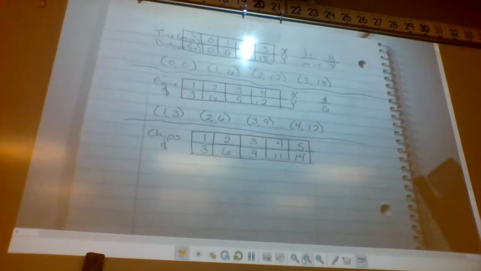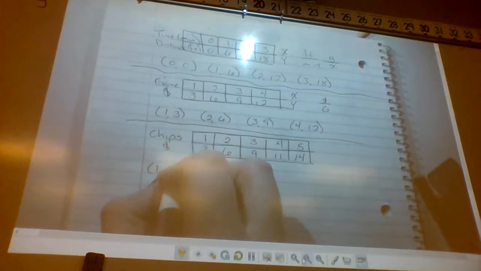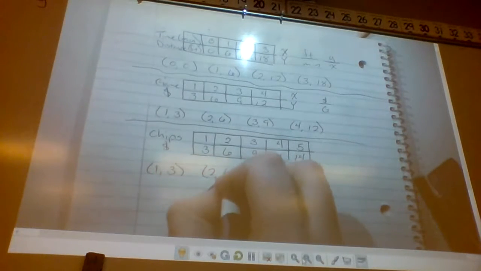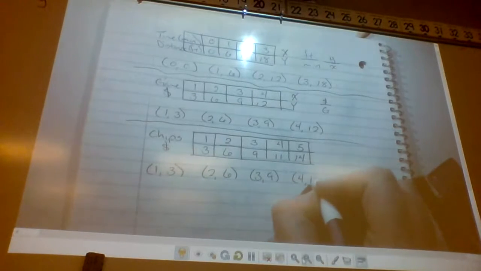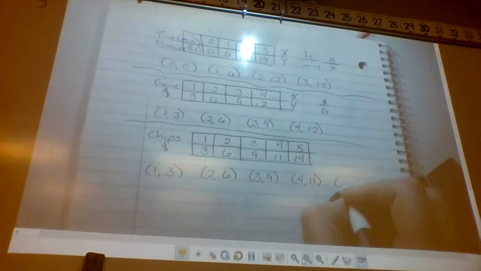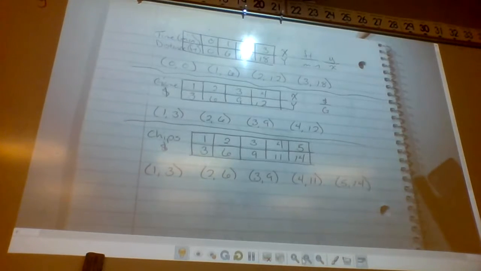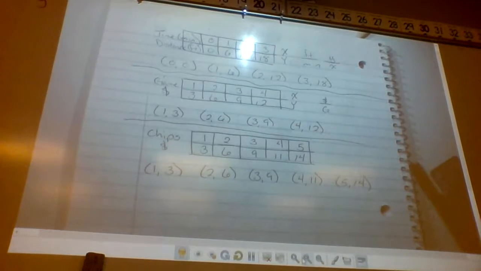Can you graph this? What are the ordered pairs? 1, 3. 2, 6, 3, 9, 4, 11, 5, 10. You know what? Annalise is the only one who answered. Annalise, come here. What do I do now? Can we graph those? Yeah. All right, let's graph them. I want you guys to go ahead and graph those.